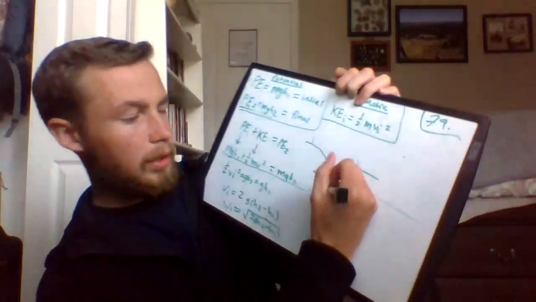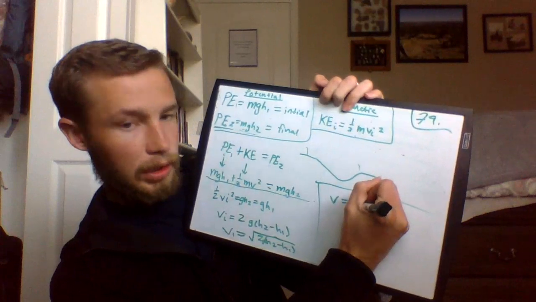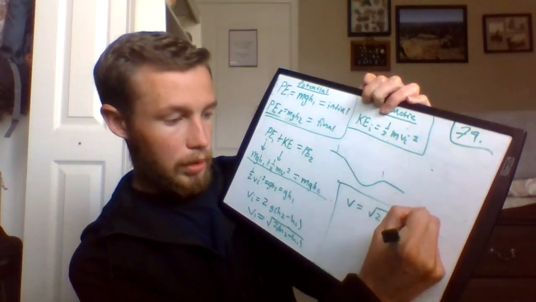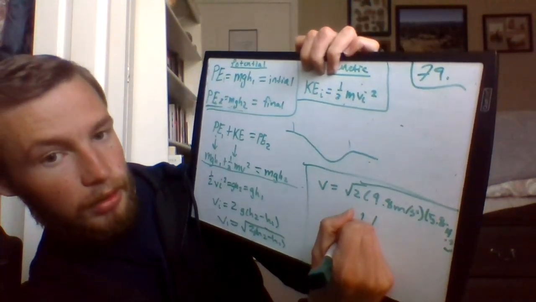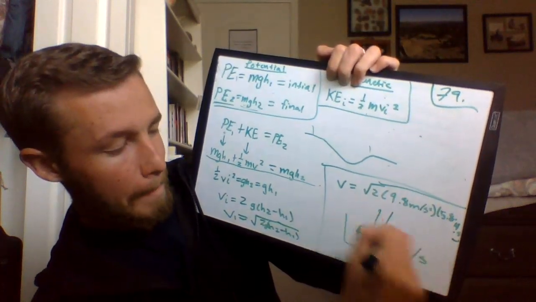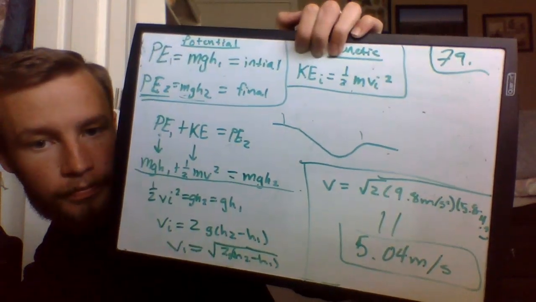And so we can substitute those values in, which is going to be velocity equals the square root of 2 times 9.8 meters per second squared times 5.8 minus 4.5. Run out of room here. But that's going to equal 5.04 meters per second. That's the initial speed of the slider.